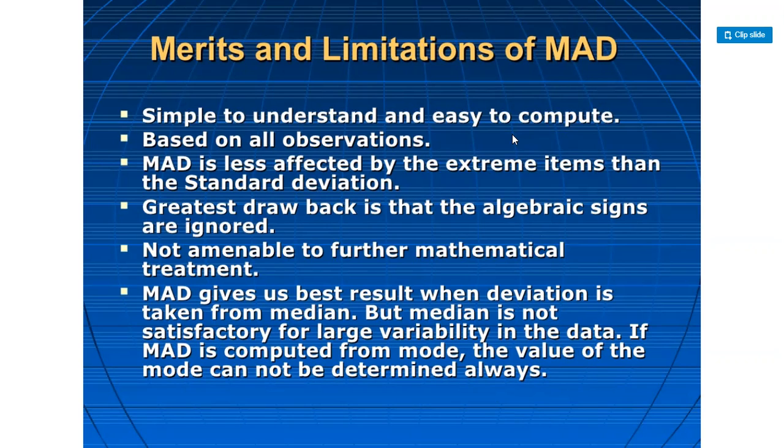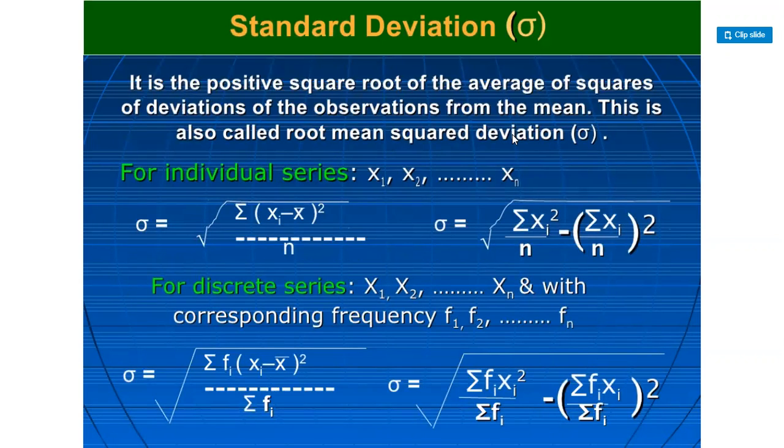Mean deviation is less affected by extreme items than the standard deviation. The greatest drawback is that the algebraic signs are ignored, which is not logical, and further mathematical treatment is not possible. So we have to find the positive square root of the average of squares of the deviations of the observations from the mean. This is also called the root mean square deviation.